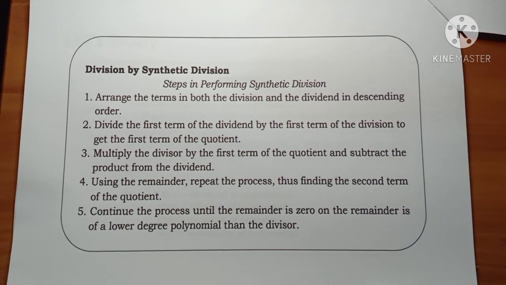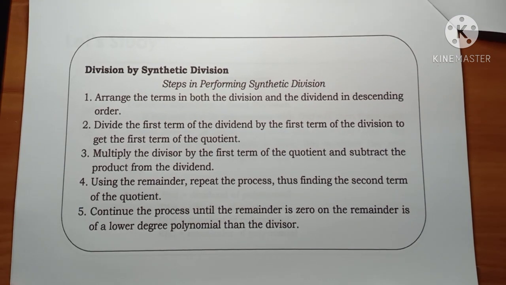Now, division by synthetic division. So, paano ba ginagawa ang synthetic division? Number 1, i-arrange muna natin ang terms in both the divisor and the dividend in descending order. Number 2, i-divide natin ang first term of the dividend by the first term of the divisor to get the first term of the quotient. Number 3, multiply the divisor by the first term of the quotient and subtract the product from the dividend. Number 4, using the remainder, repeat the process, thus finding the second term of the quotient. Number 5, continue the process until the remainder is 0 or the remainder is of a lower degree polynomial than the divisor. So, example nito.